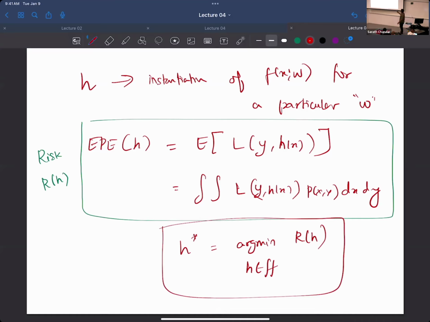Okay. So this is what we are implicitly doing when we make a model assumption. Once I make a model assumption, I'm going to get a restricted hypothesis class. In this example, it is all possible linear models, right? Out of all possible linear models, I'm going to search for an h which reduces the expected prediction error. Is that clear?